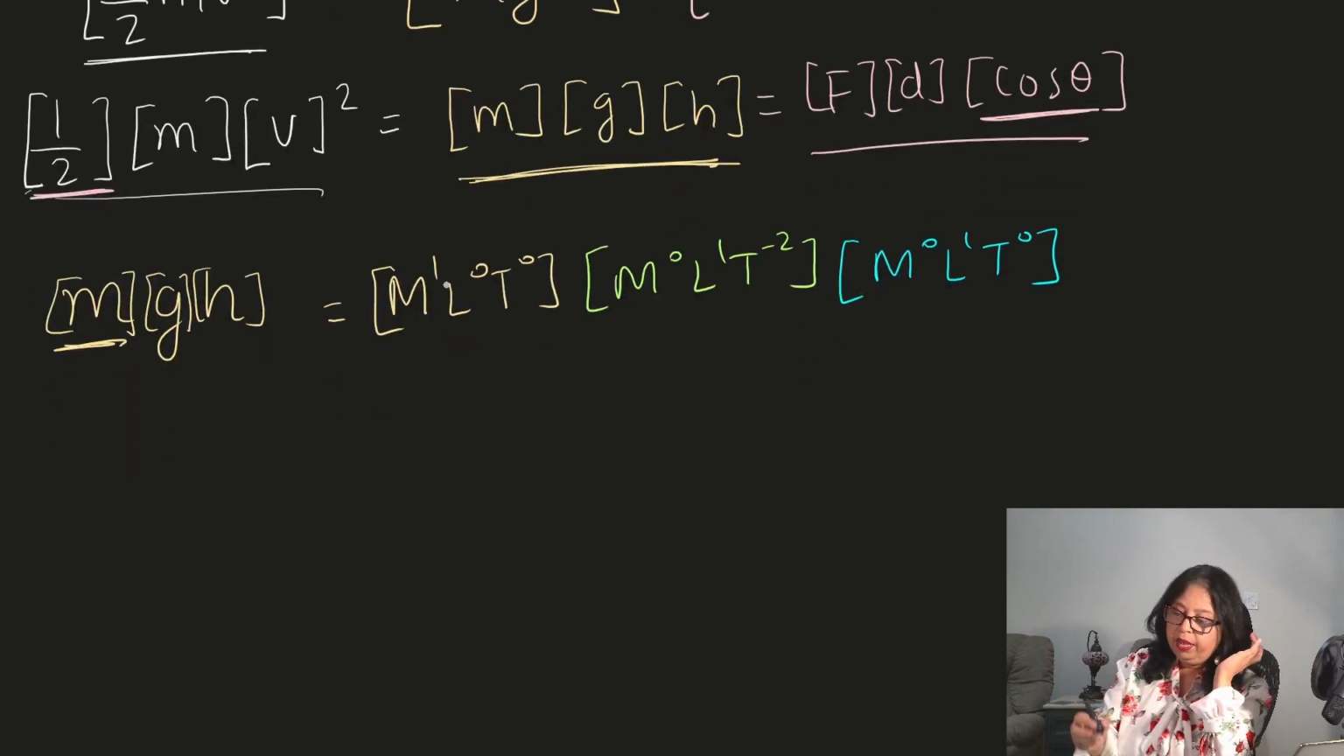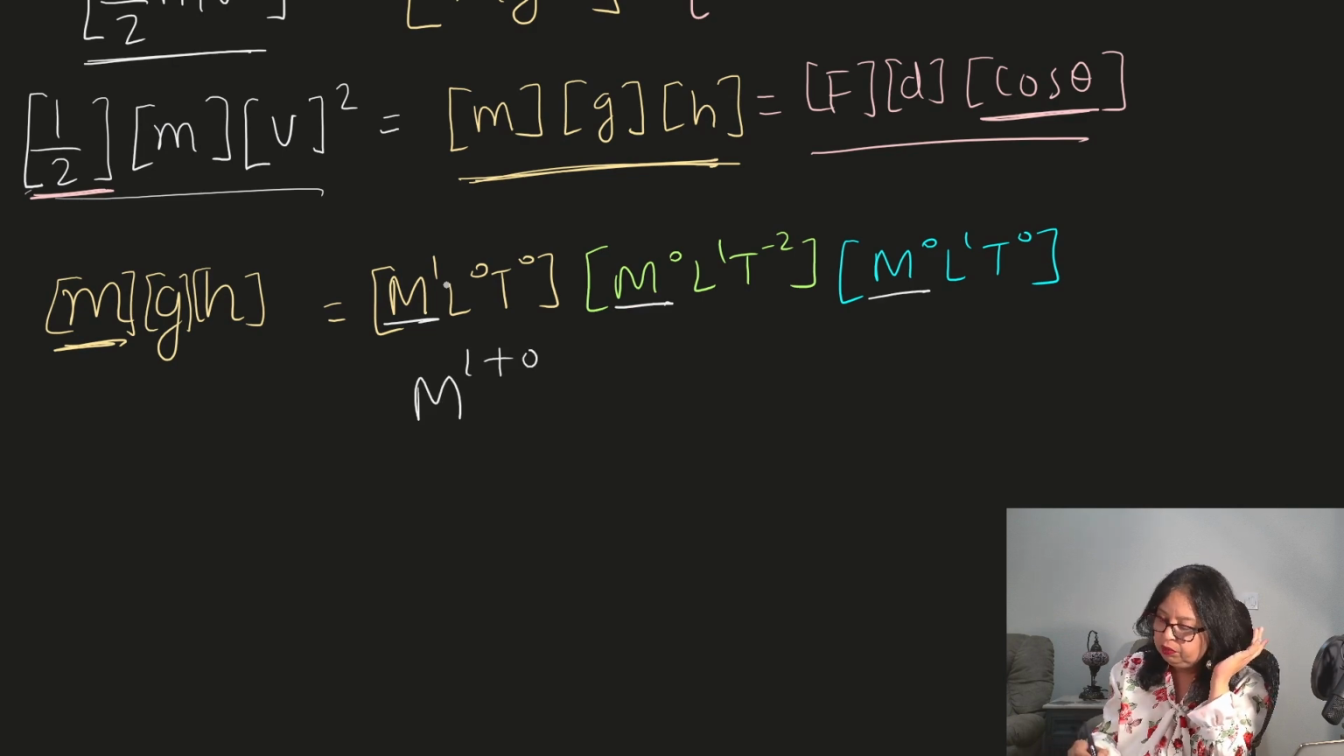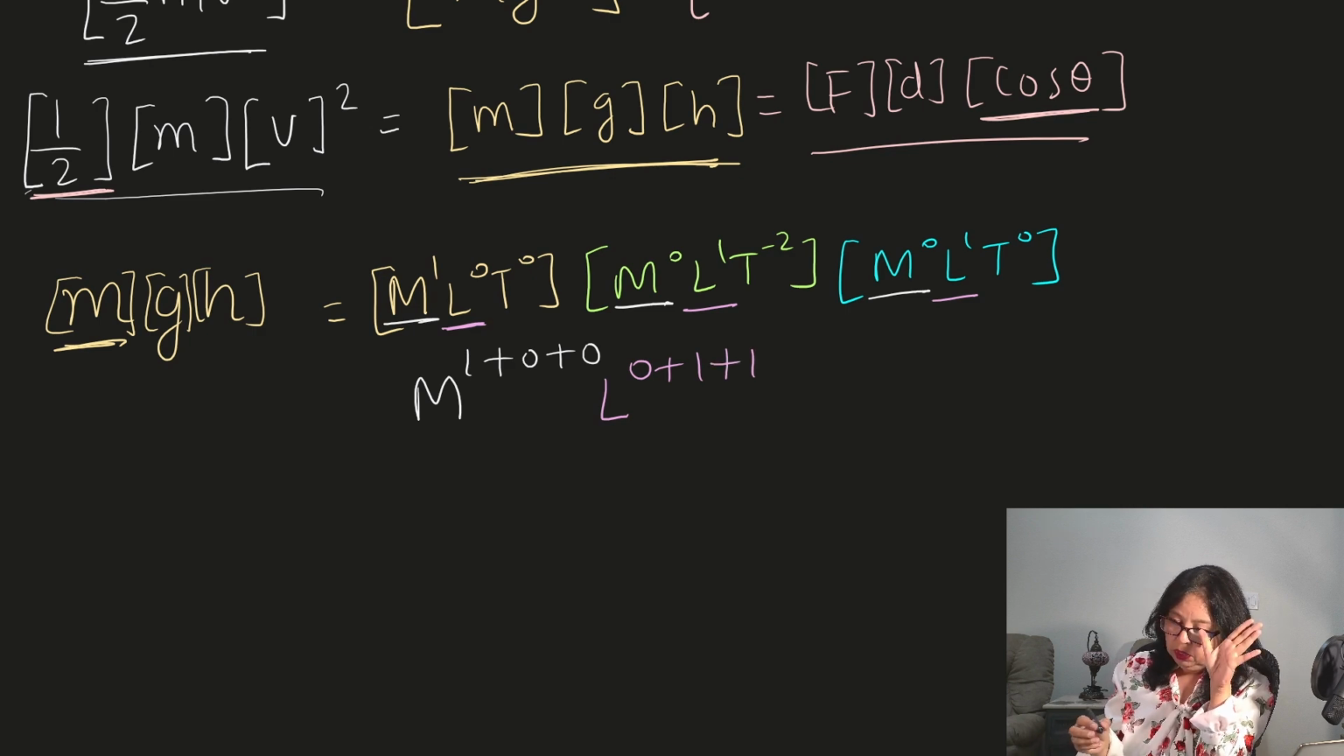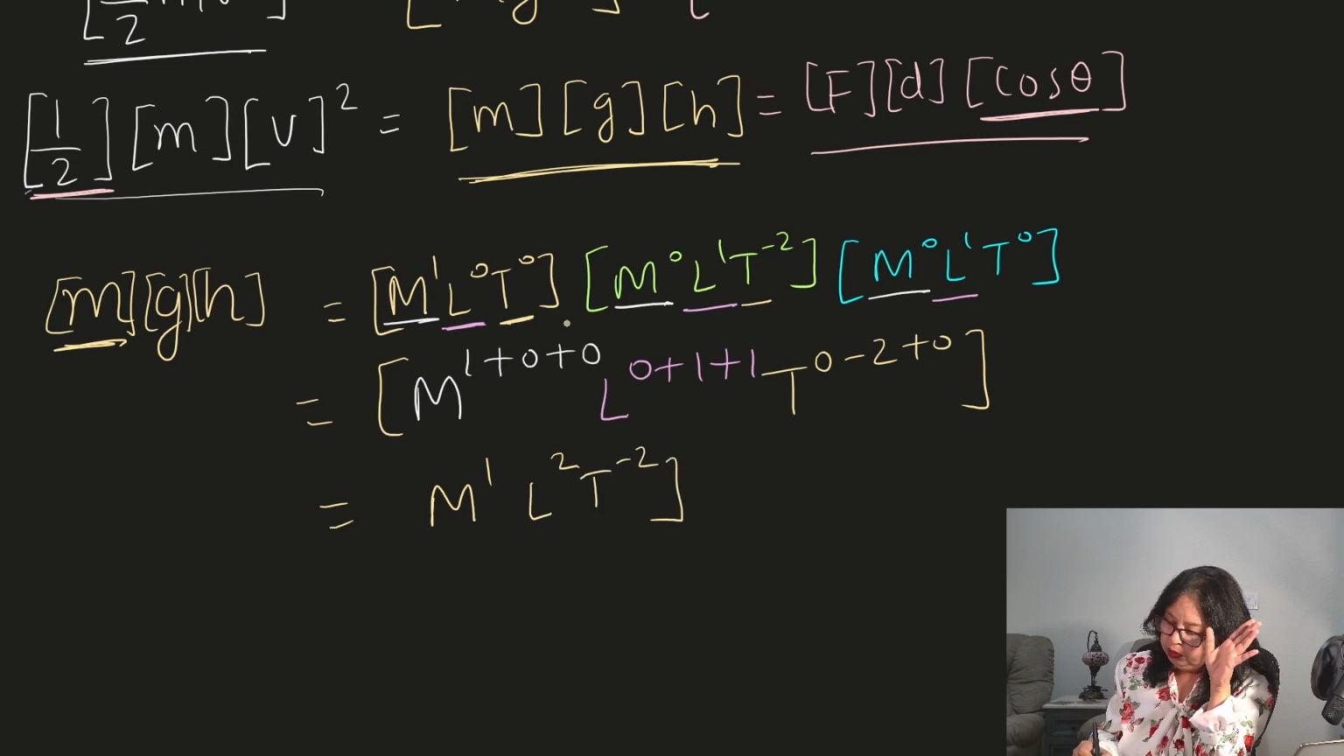Now go ahead and multiply M1 times M0 times M0 gives you M to the power 1 plus 0 plus 0. Then I have L, L to the power 0 plus 1 plus 1. Lastly, I have T, T to the power 0 minus 2 plus 0. What does this give me? M to the power 1, L to the power 2, T to the power minus 2. So this is MGH here.